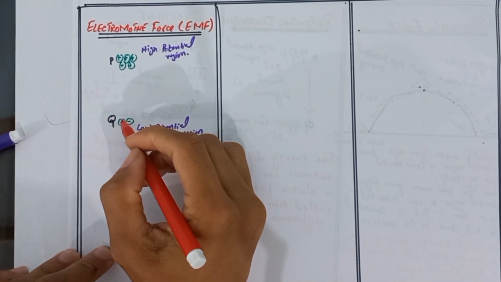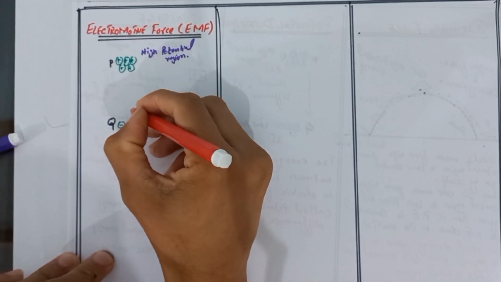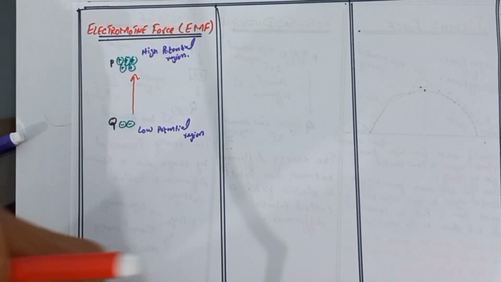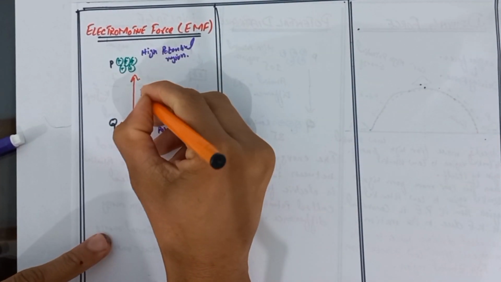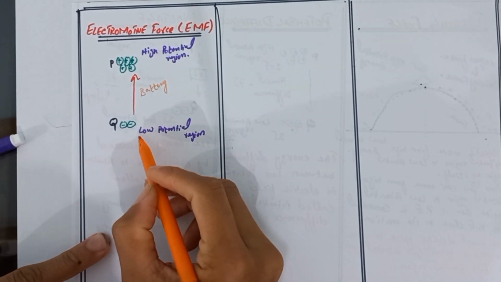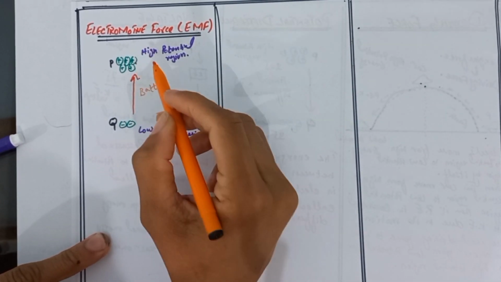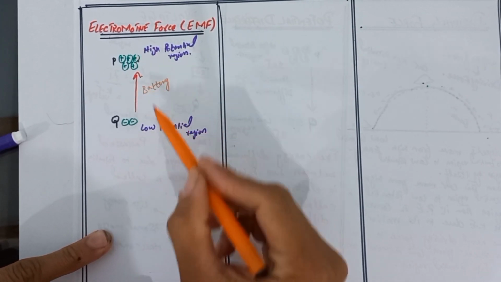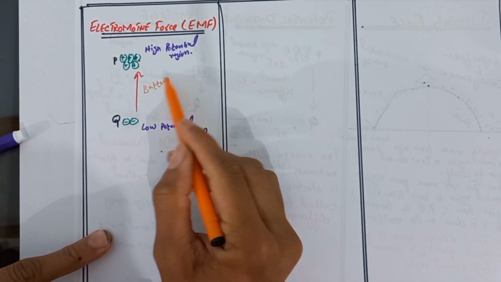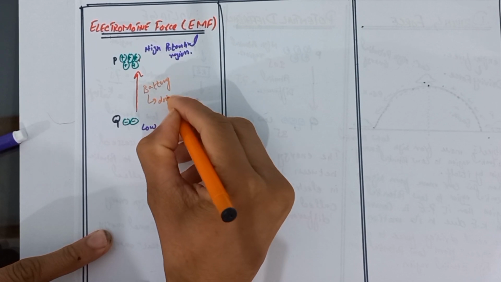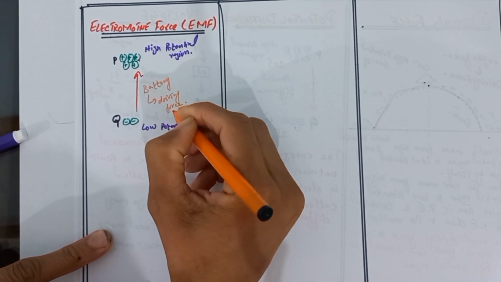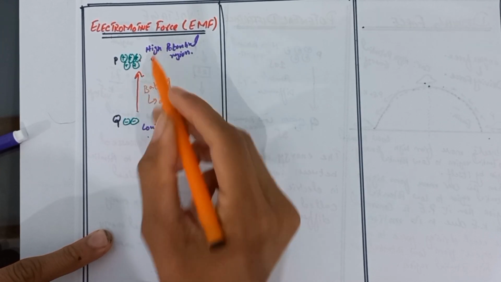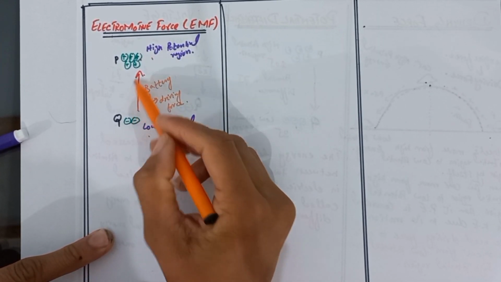We need some force to move the charges from a low potential region to a high potential region. We use a battery. Here we use a battery to move the charges from a low potential region to a high potential region. Once the charges reach the high potential region, they will fall down to the low potential region. Thus, the battery, being a driving force, provides the driving force for the charges to move from the low potential region to the high potential region. So this battery keeps the constant flow of current in the circuit.